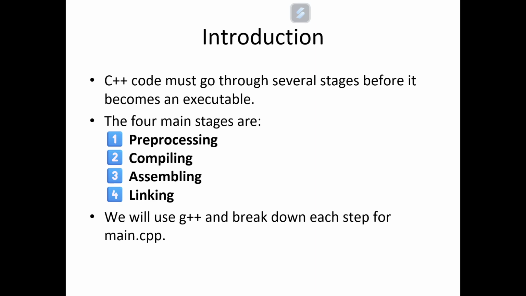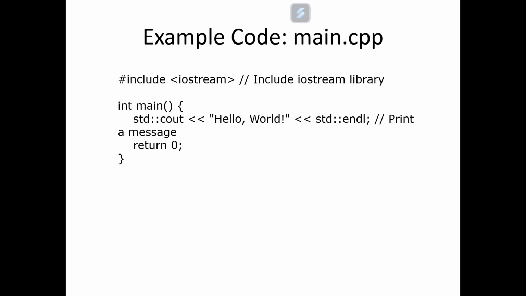Before a C++ program can run, it must go through multiple stages. These stages include preprocessing, compiling, assembling, and linking. Let us consider this simple C++ program shown here, known as main.cpp. This program prints hello world to the console. Now let us see how this source code gets transferred into an executable file.